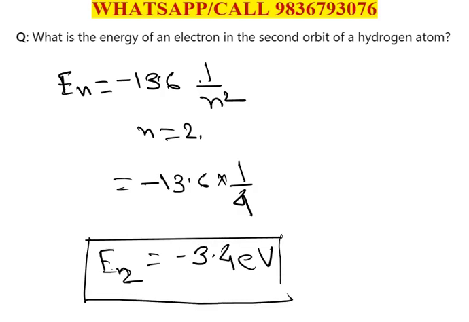So the energy of an electron in the second orbit of a hydrogen atom is minus 3.4 eV.